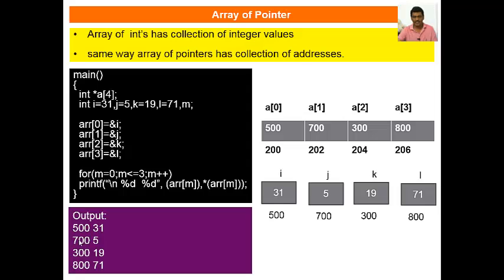And the next repetition gives 5, then in the third and fourth, 19 and 71. Then m is 4, the condition is false, and it comes out of the loop. Then it terminates the program.